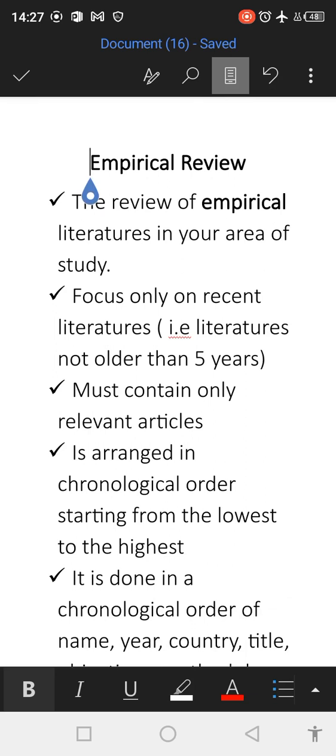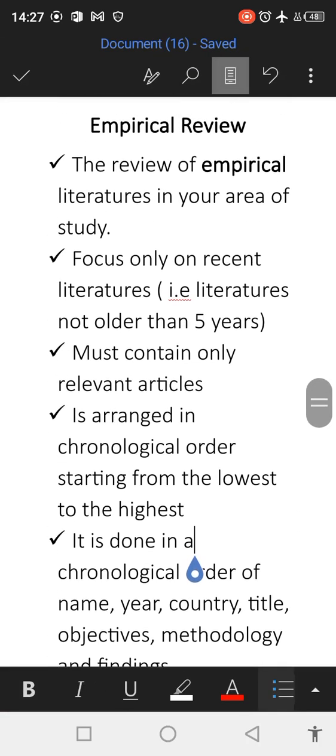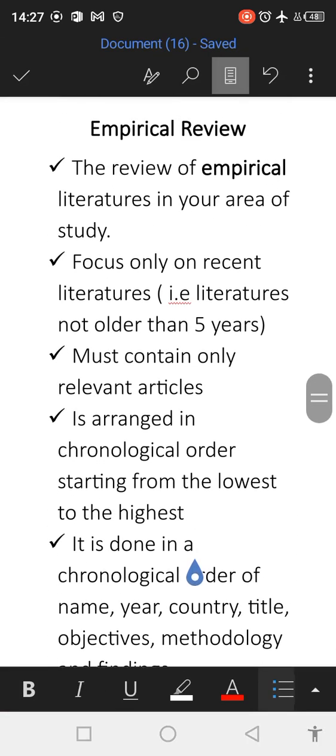All right, there are things to note while trying to write out your empirical review for your research projects. Number one, the empirical review is the review of empirical literatures in your area of study. I hope by now you understand what area of study means. It means what you want to research on. That is your research title, your research topic.